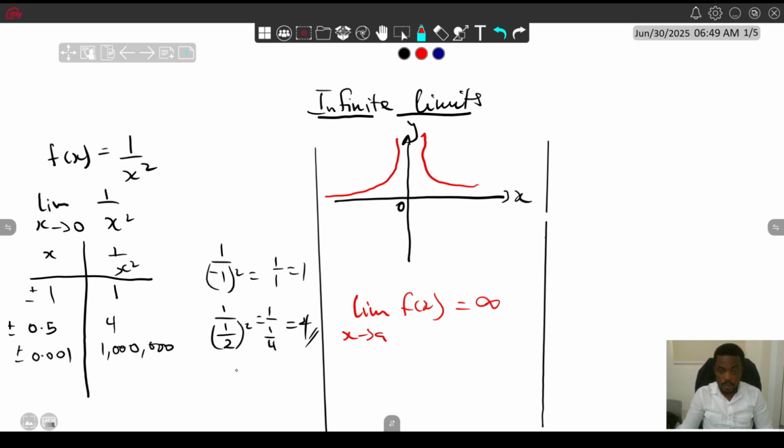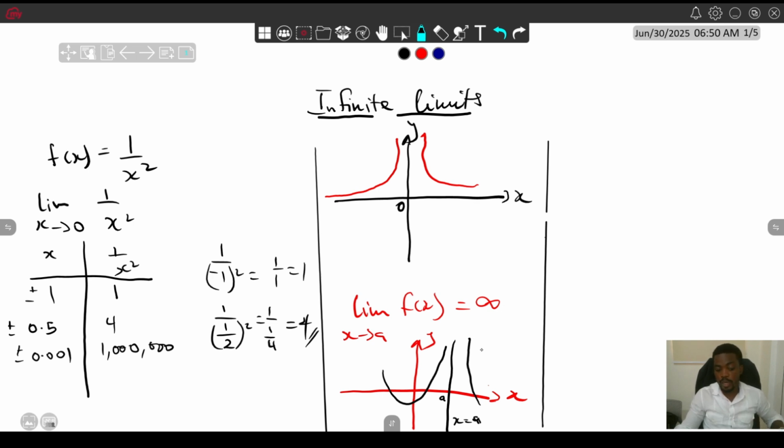So generally we have the limit as x approaches a of f of x equal to infinity, and the curve of that graph will look something like this. So we have y, x, and we have a line here. This value is x equals a. So this is a. Good. So we'll have a curve that looks something like this.